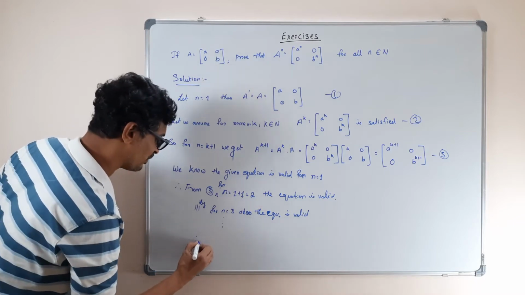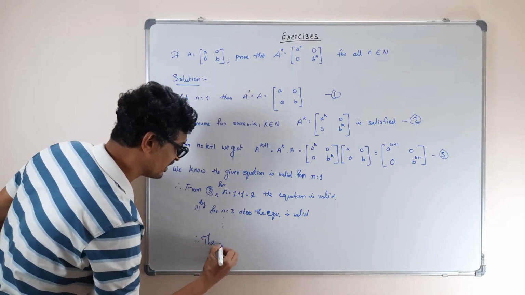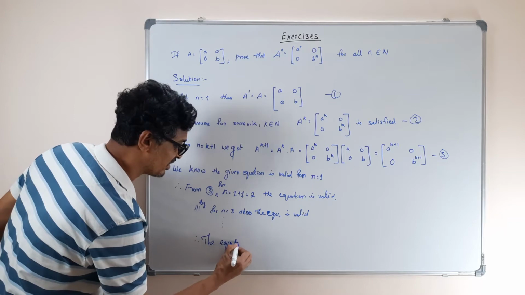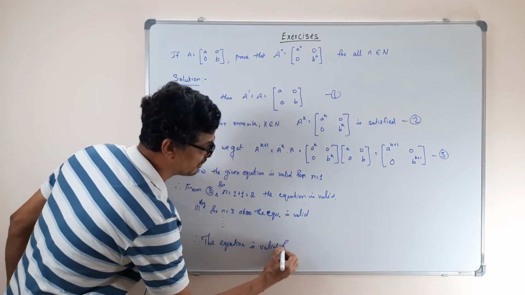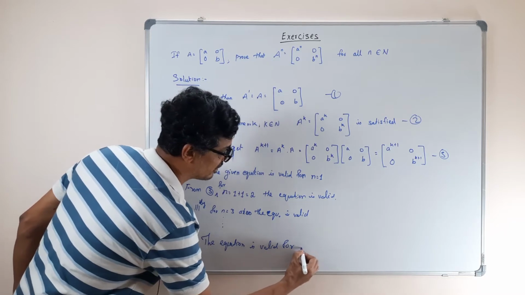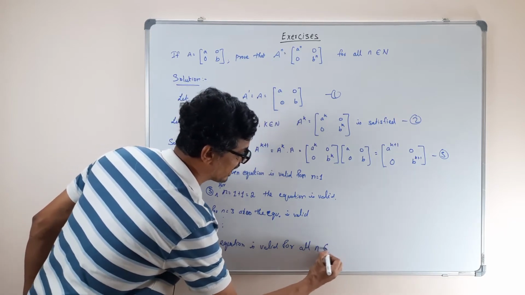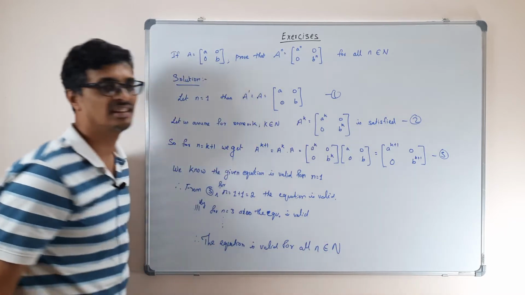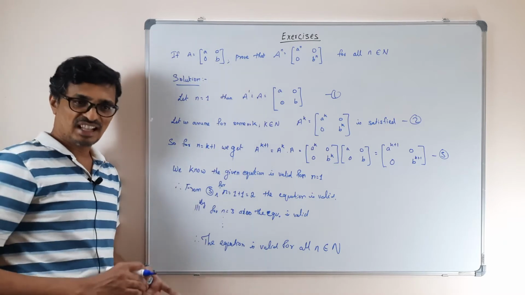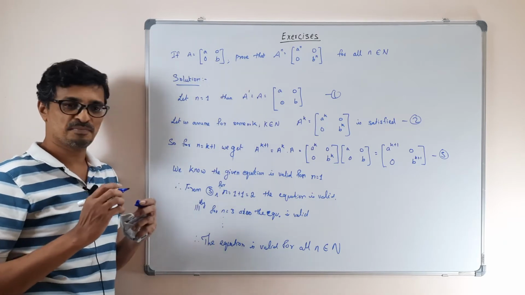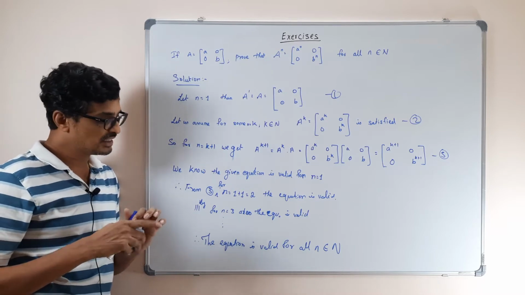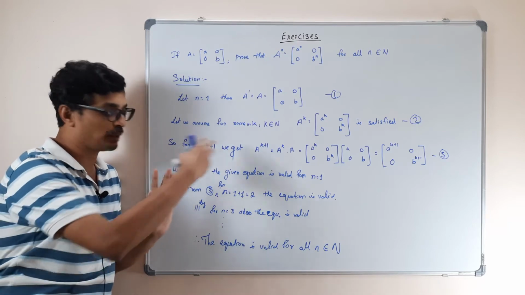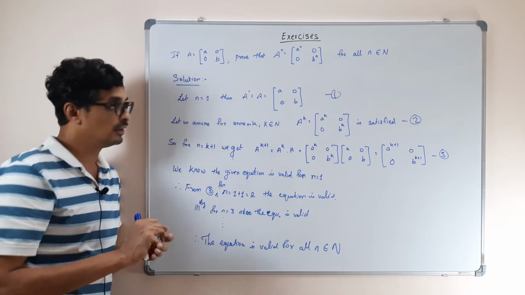Therefore, the equation is valid for all n, an element of natural numbers. You got the idea? That's what this idea is. Clear? So this method of proving is called the mathematical induction method.